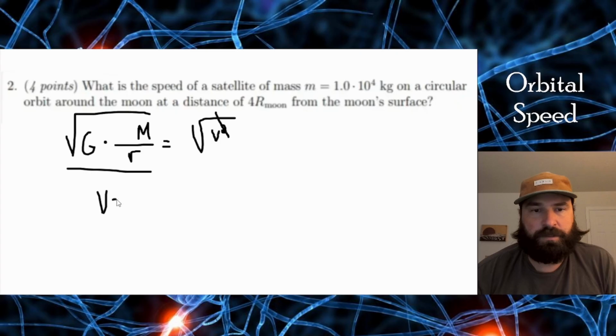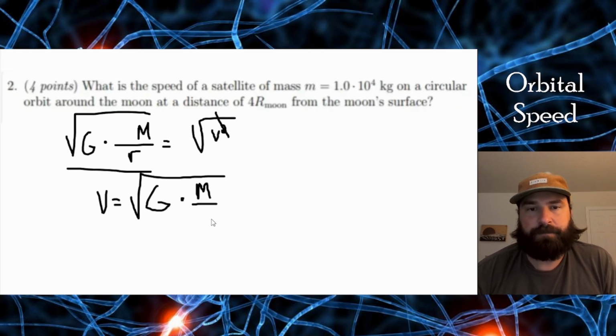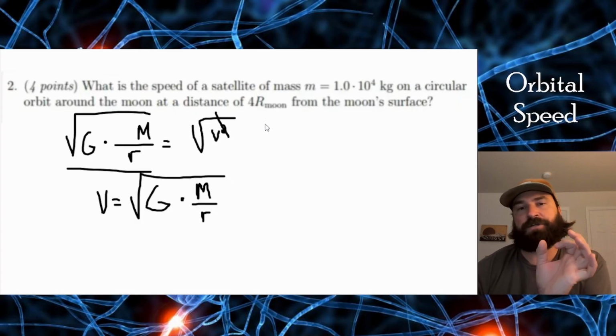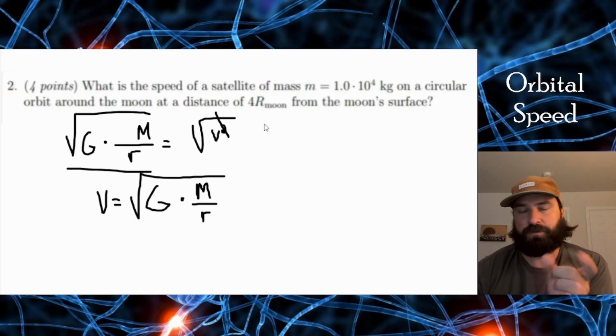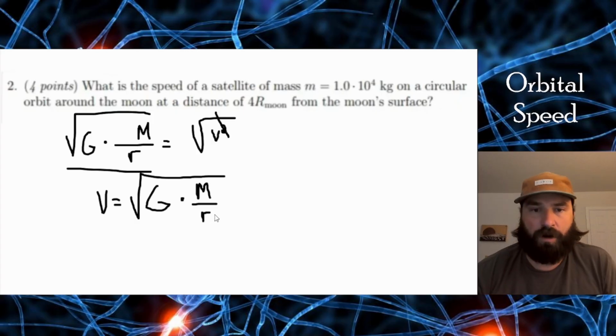So v equals the square root of g times the mass of the moon, which is another value we can look up, divided by the radius, which is the distance from the center of the moon to the satellite. And it says the satellite is 4r, so 4 radiuses of the moon away from the surface of the moon. So we actually have to add in the radius of the moon because we're not measuring from the surface, we're measuring from the center of the moon. So there's one more radius of the moon. So r here would actually be 5r, or 5 moon radii, which we can also look up.